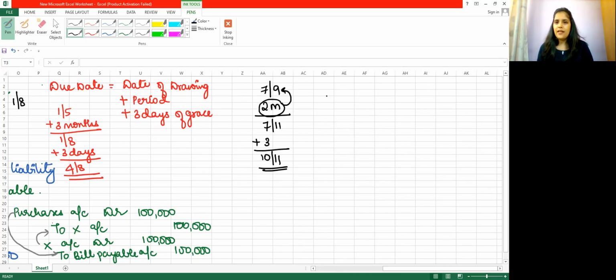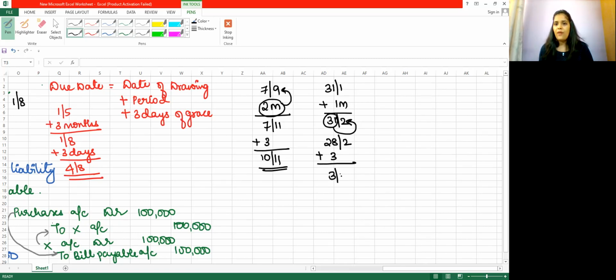Now let's take another example. The date of drawing is 31st Jan, and the duration is 1 month. So can I say that lands up to 31st of February? But obviously we know that there is no 31st in February, correct? There are 28 days in February. So when the date does not exist in the month, then the last day of the month becomes the due date. So that is 28th February, and then you add 3 days of grace. So 3rd of March will become your due date. This is the case when months are given.